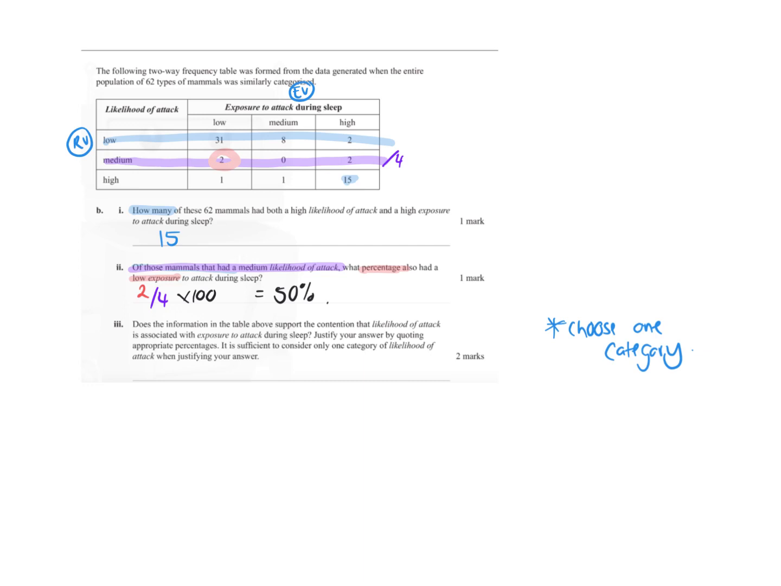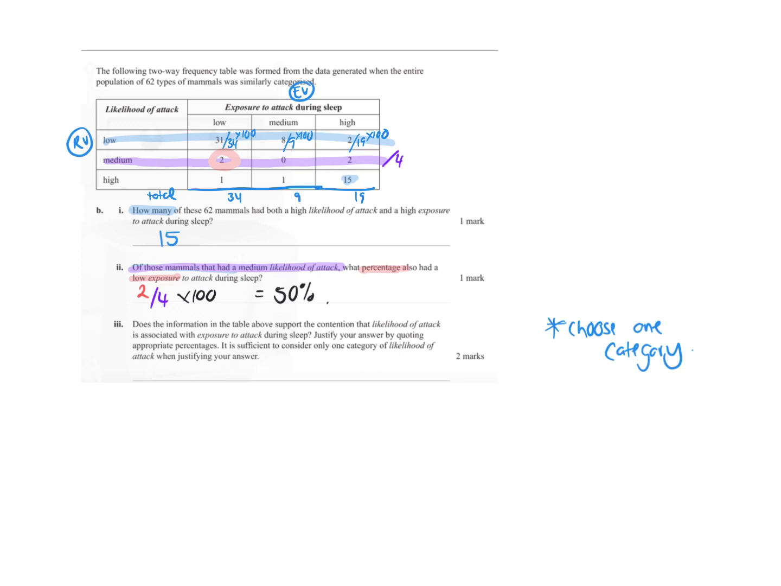So what I'm going to do is I have to change this 31 to a percentage. Now, remember, you have to do it out of the totals of the columns. So if I go across here, the total of this column's 34, this one's 9, and this one's 19. So when I'm working out a percentage, this one would be 31 out of 34 times 100, okay? And this one would be 8 out of 9 times 100, and this one would be 2 out of 19 times 100.